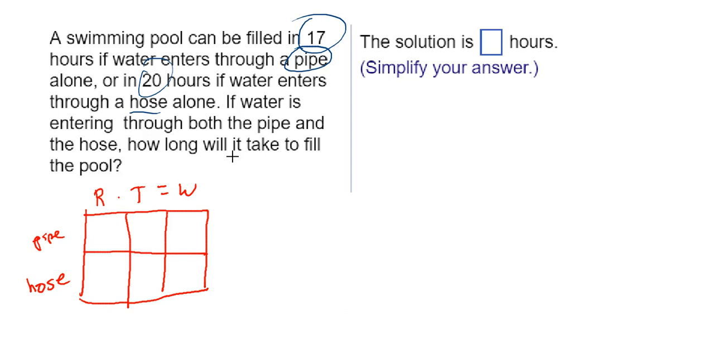So remember we talked about when we did this problem earlier that the speed for the pipe would be 1 over the time it would take to do the job alone.